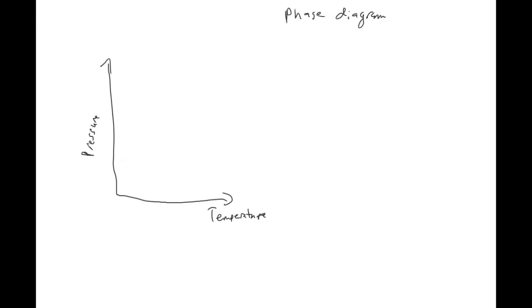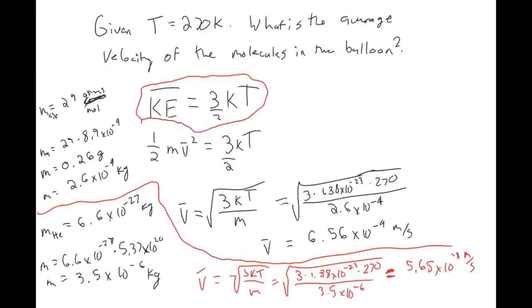There was a question. So I multiplied the mass of one helium atom, sorry, one helium atom, and then I multiply by the total number of atoms that we found. And that's how I got the total mass of the gas in the balloon.